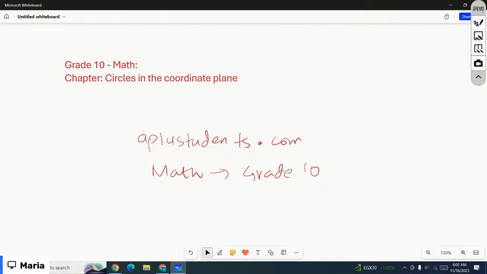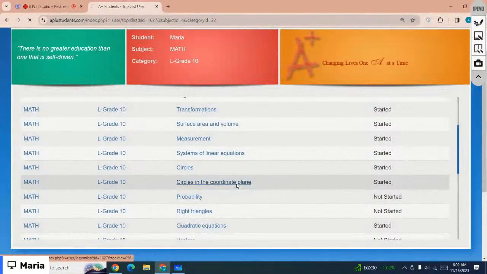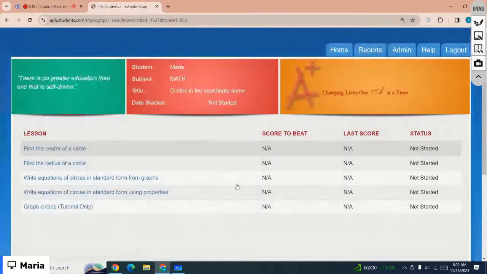So please make sure you have your notebook and pencil so that you can note down the important examples and definitions as well. So let's just start with the chapter. Okay, here I'm on grade 10 math. The chapter is circles in the coordinate plane. So let's just start with the first lesson, that is find the center of a circle.